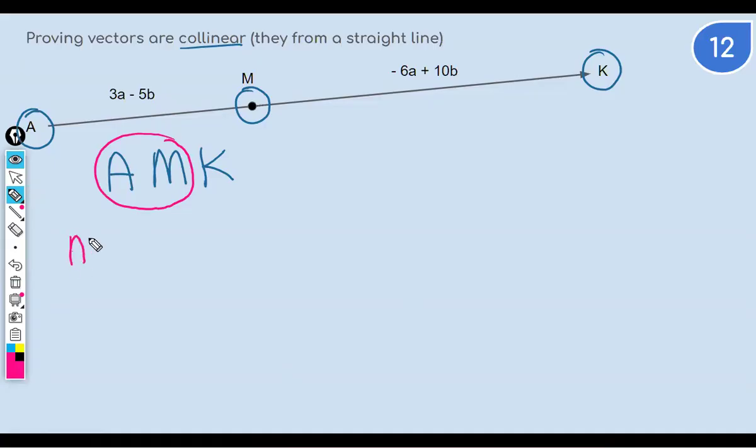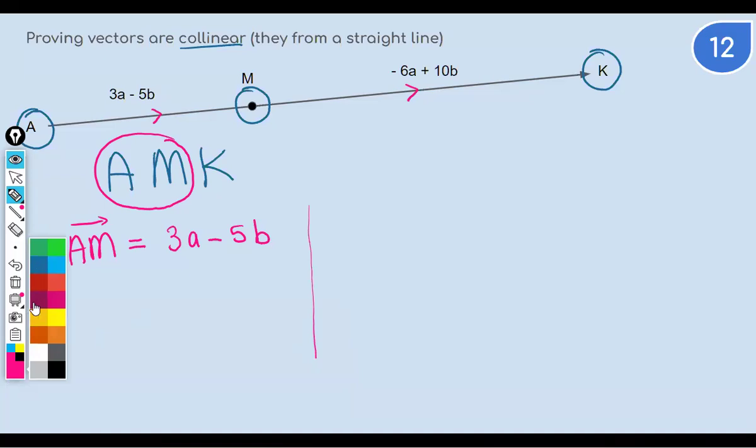Write down the value of the first 2 letters. If they have it on the diagram, what's AM? 3A minus 5B, right? They gave you that in the question. AM, I should have put in the arrows, my bad. AM is 3A minus 5B. And then circle the last 2 letters. Where are the last 2 letters? M and K.